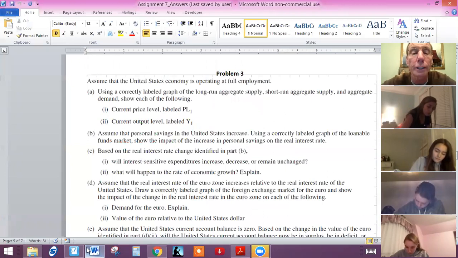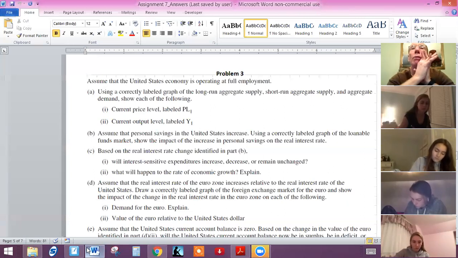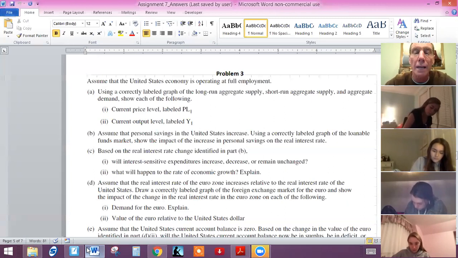Assume that the personal savings in the United States increase. Using a correctly labeled graph of the loanable funds market, show the impact of the increase in personal savings on the real interest rate. If people increase their savings, it's going to increase the supply of loanable funds in the market, because consumer savings in banks and credit unions is where those funds come from. So if there's more savings, there's going to be more loanable funds supplied.